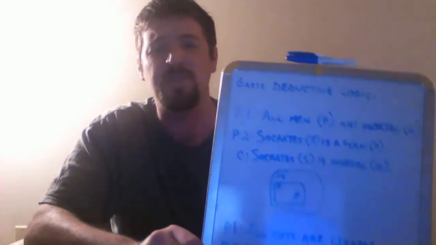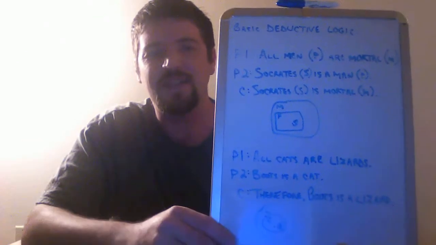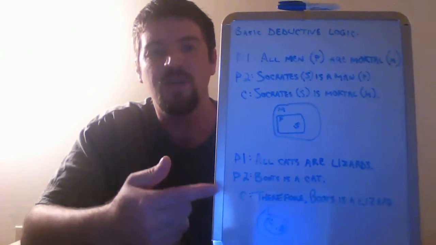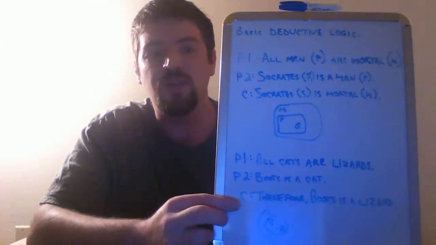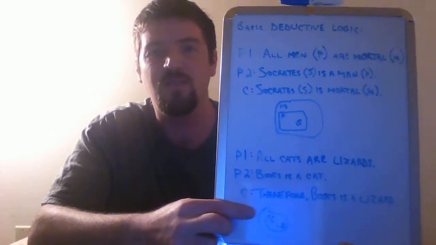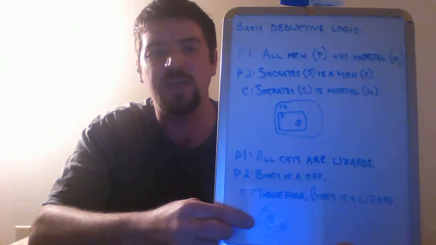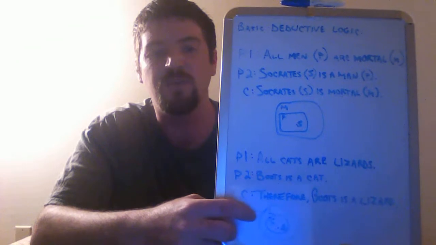I gave another example down here, a little more up to date, something we can relate to. Premise 1, all cats are lizards. Premise 2, Boots is a cat. Conclusion, therefore, Boots is a lizard. And you can see down here we've got all lizards as a group, L, and we've got cats, C, within the group of lizards, and B for Boots. There's Boots inside the group of cats, therefore, Boots is a lizard.